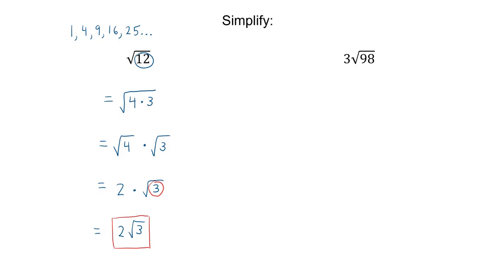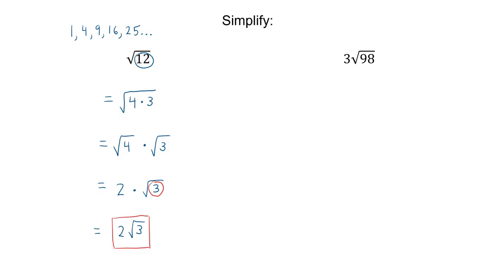Is 98 divisible by 4? And if you need to use your calculator to figure that out, then fine, use your calculator. If we divide 98 by 4, we get 24.5. So 98 is not evenly divisible by 4. All right, what about 9? Is 98 evenly divisible by 9? No. What about 16? Will 16 evenly divide 98? Nope. What about 25? Nope.